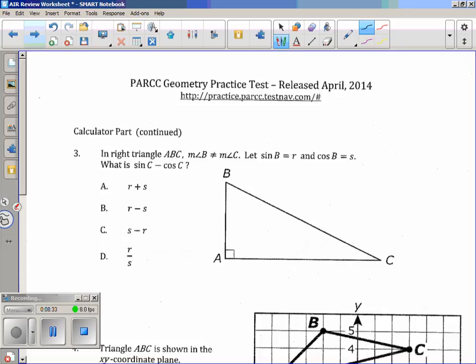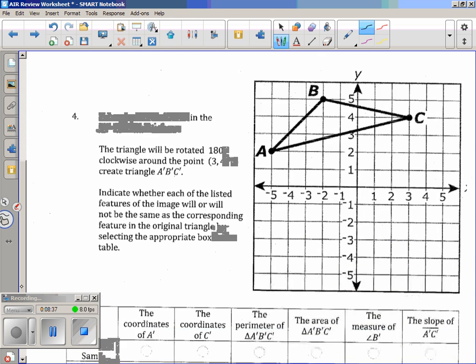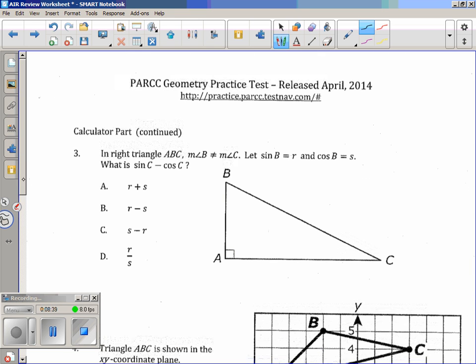And our next one, we'll finish off with this particular page on this slide, so questions 3 and 4. In the right triangle, the measure of angle B and angle C are not the same. Let the sine of B be equal to R, and the cosine of B be equal to S. What is the sine of C minus the cosine of C? Is it R plus S, R minus S, S minus R, or R over S?